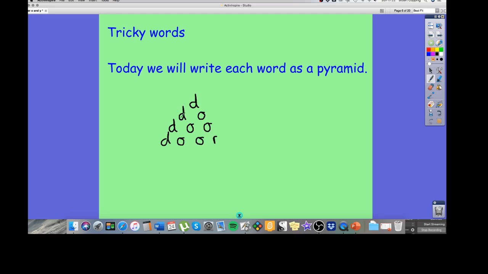So each letter underneath goes, the D goes a bit further over, and then you fill in the gaps. You should be able to write at least two words next to each other.